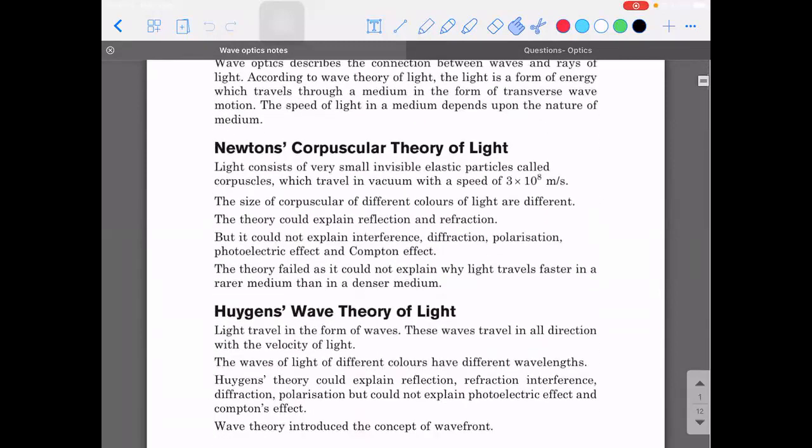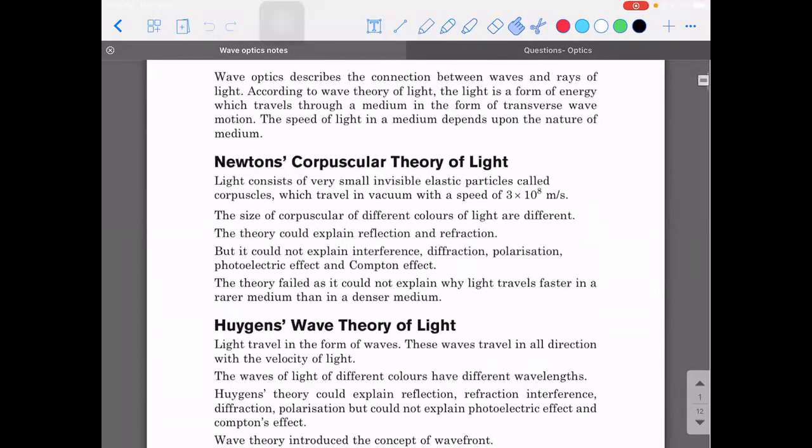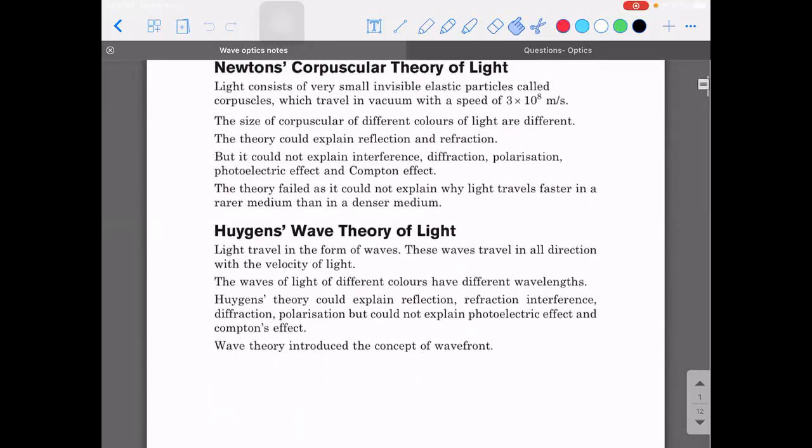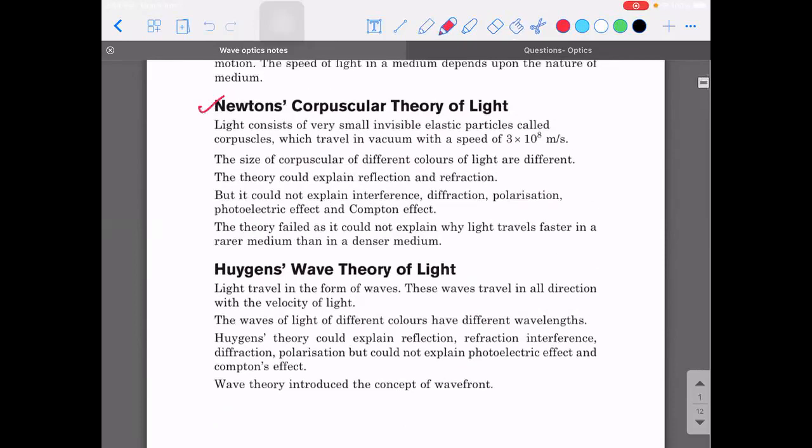Before that, let me go through the theory part on a very basic level. I'm sure everybody knows the basics for CBSE, right? If there is any doubt, please stop me and ask. I hope everybody knows the Newton corpuscular theory. That is, before light was considered as a wave, it was assumed to be particles. That's what corpuscular means, and that's what this theory speaks about.